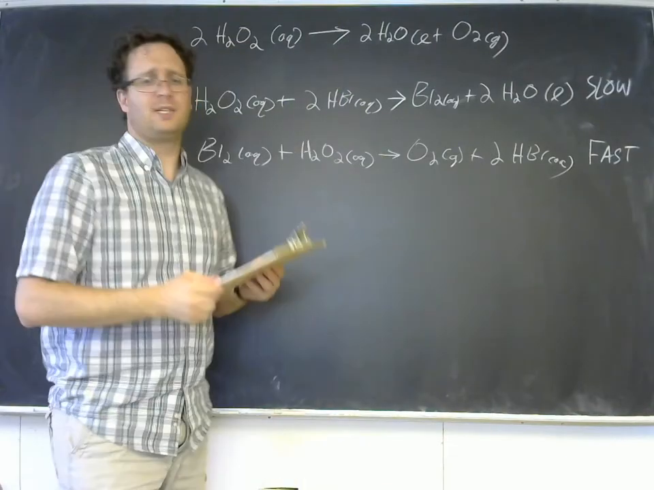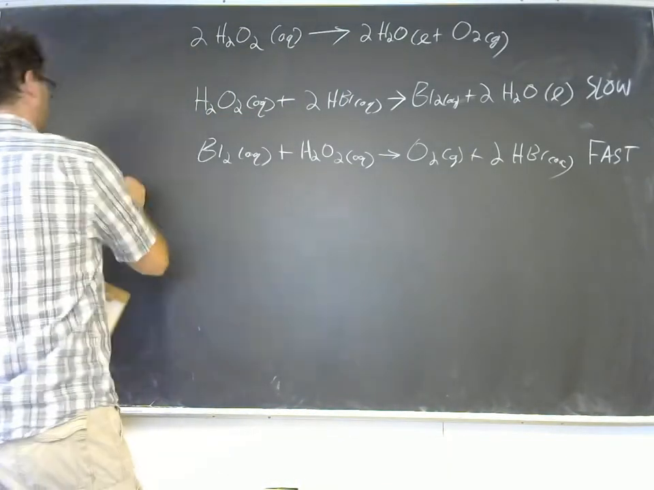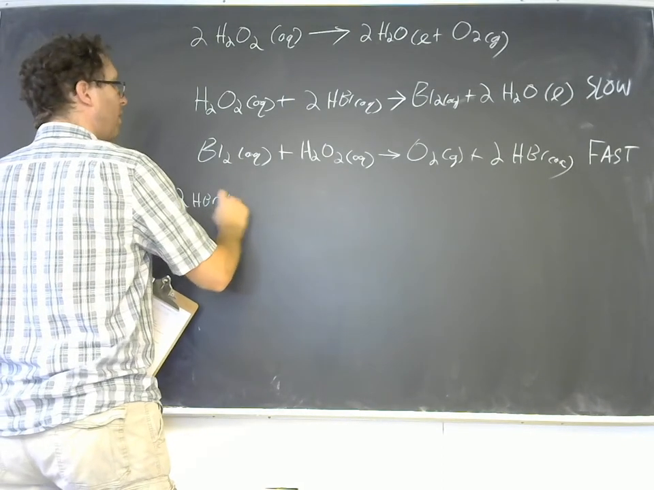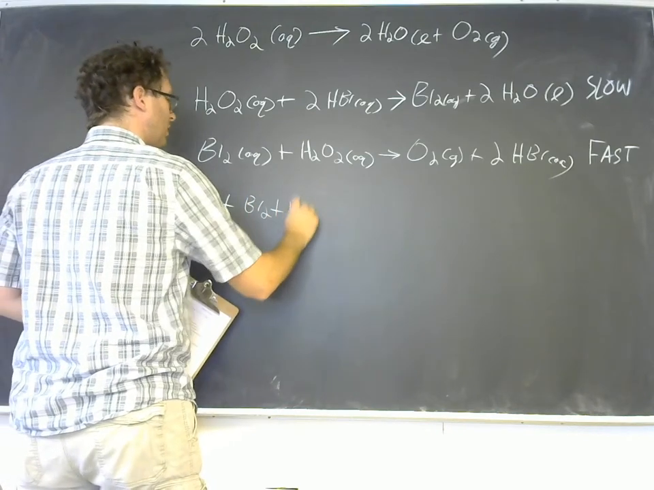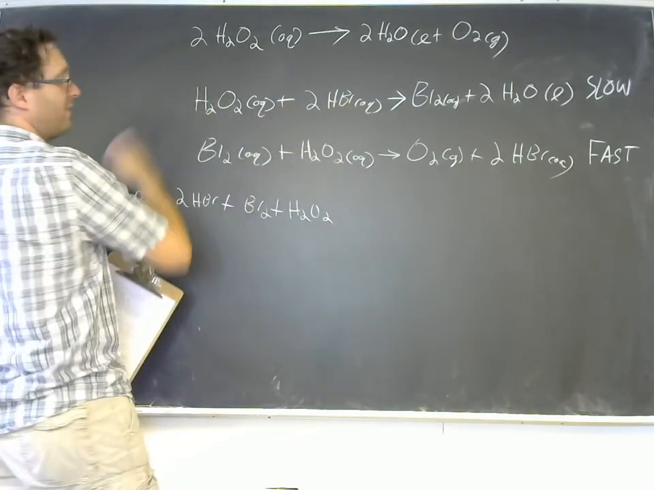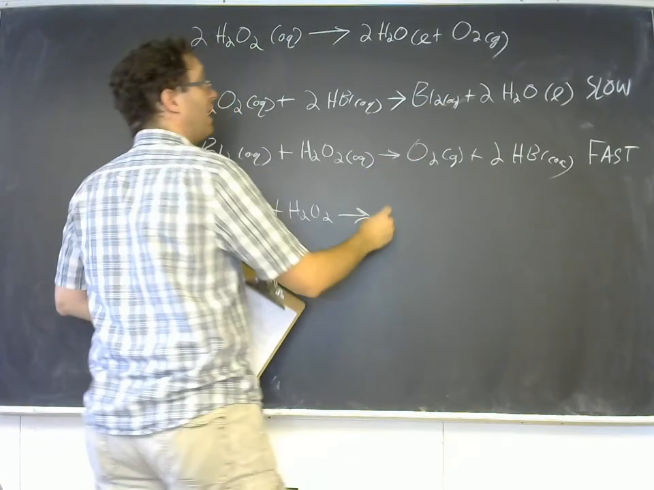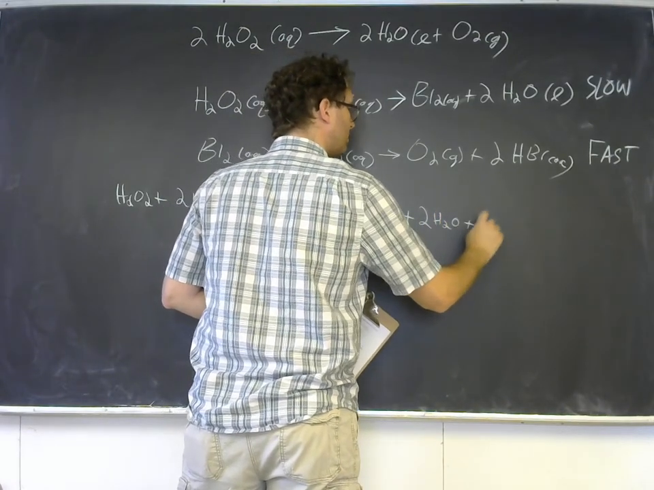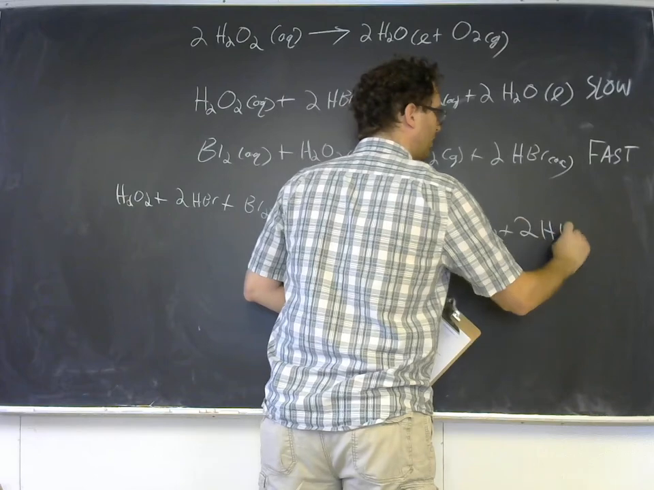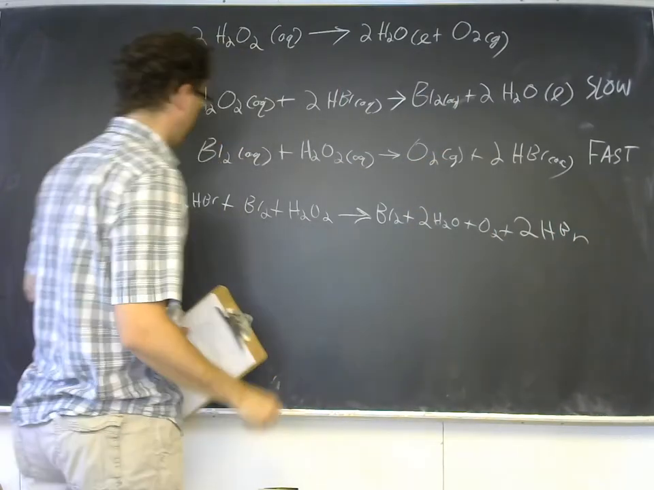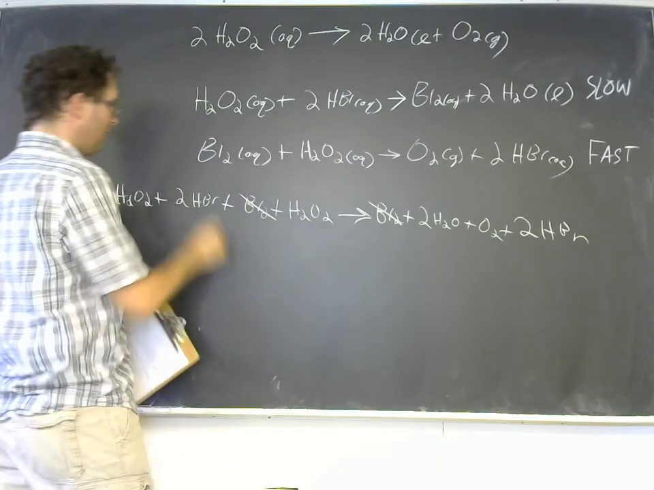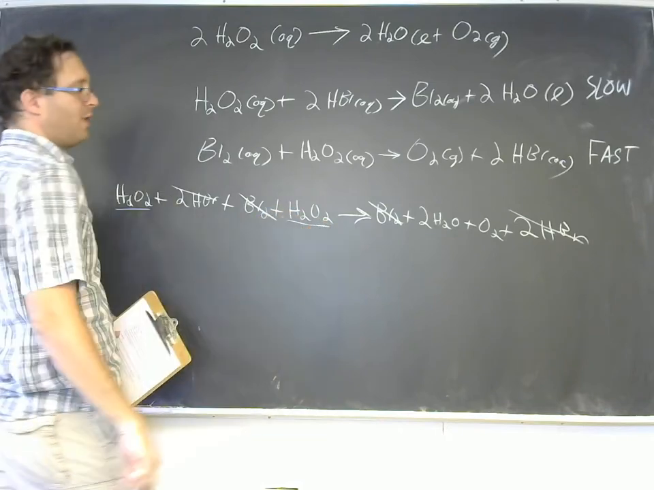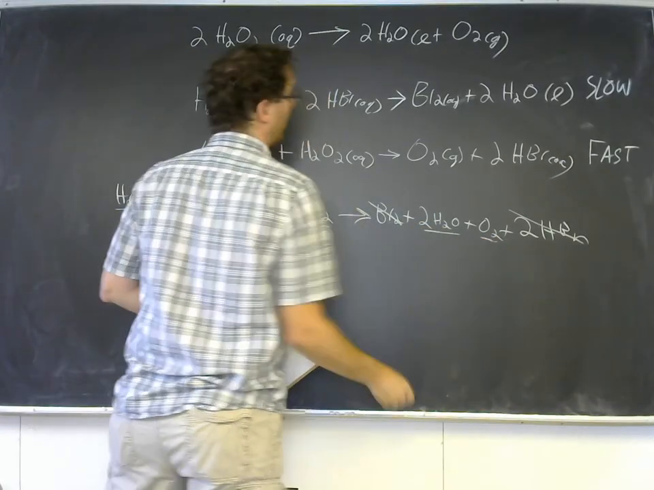So do these add up to our overall reaction? Well, we'll have H2O2 plus 2HBr plus Br2 plus H2O2. That's everything on the left side. Everything on the right side is going to be Br2 plus 2H2O plus O2 plus 2HBr. That's everything on the right side. And if I cancel out my Br2, cancel out my 2HBr, I'm left with 2 hydrogen peroxides yields 2 waters and an oxygen.